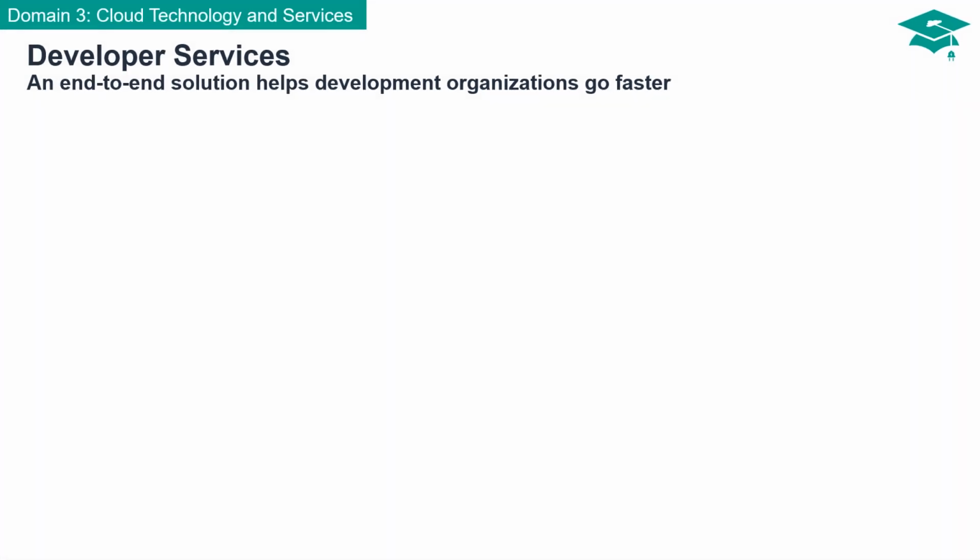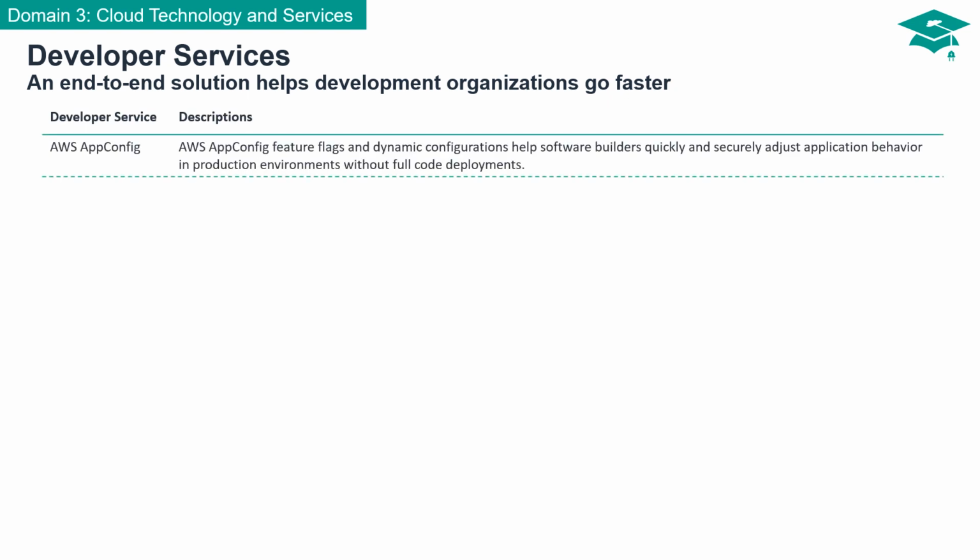Let's explore the high-level description of AWS Developer Services and Tools, a suite of powerful resources designed to streamline and enhance your development experience. AWS AppConfig feature flags and dynamic configurations help software builders quickly and securely adjust application behavior in production environments without full code deployments.